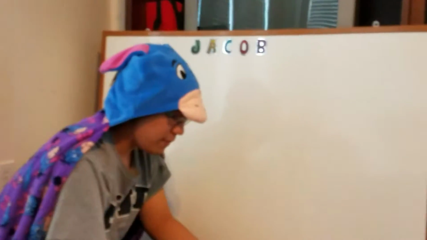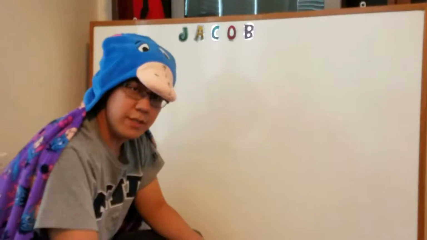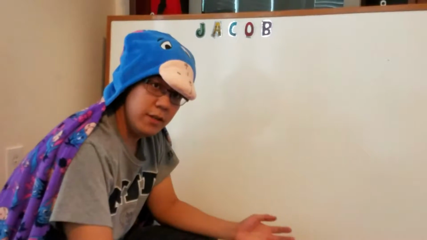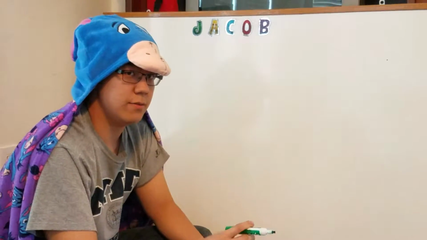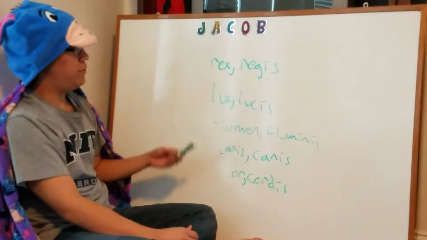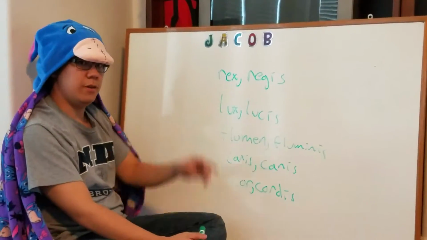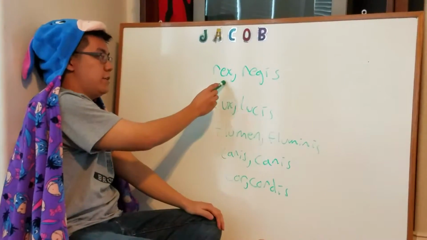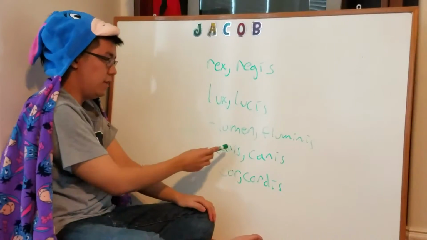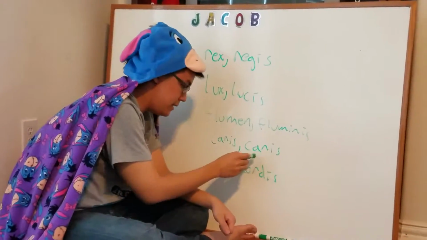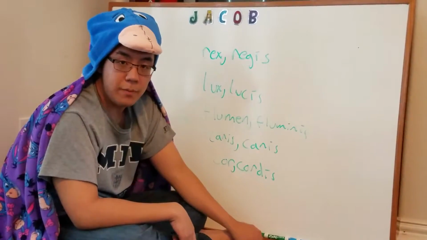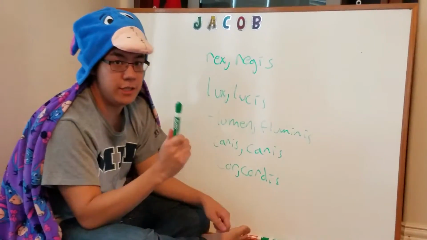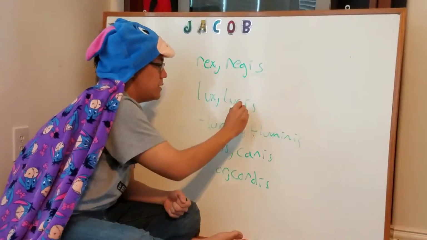Moving on. How do you tell if a word is in the third declension or not? Well, there are a few tricks that can help you sort this out. So I have a few examples of third declension words up here. Let's take a look. Rex, regis, lux, lucis, flumen, fluminis, canis, canis, and cor, cordis. Now, going back to what I said earlier about how you have to memorize the genitive singular. Look at this.